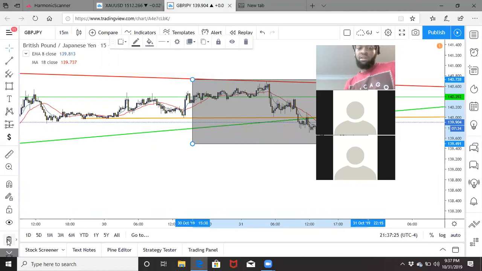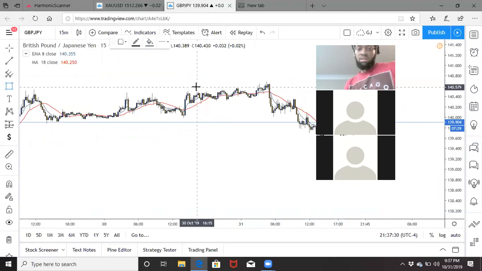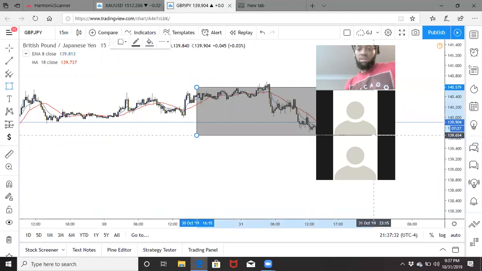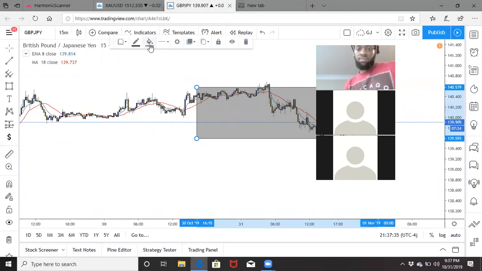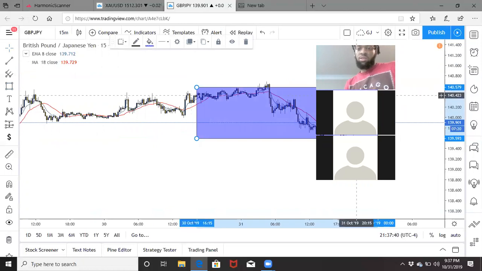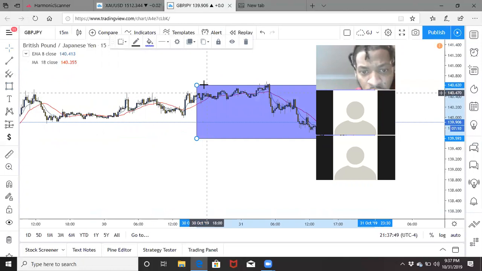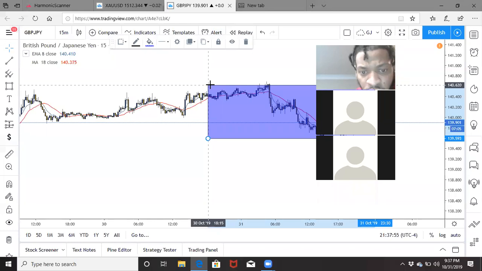I'm gonna go ahead and clear this chart up for y'all too. Alright, I'll make this blue. So from the start of this rectangle I drew, make sure I got it right. Yeah, okay. That's when the scanner called the sale, right?